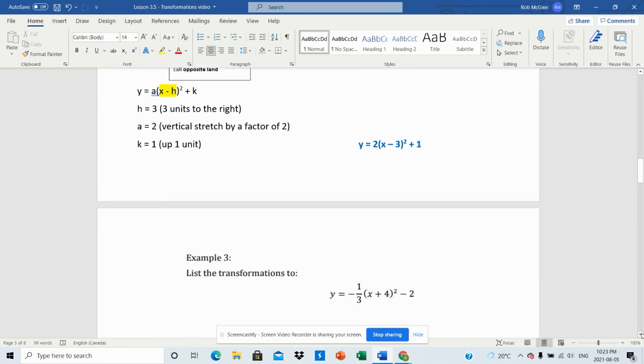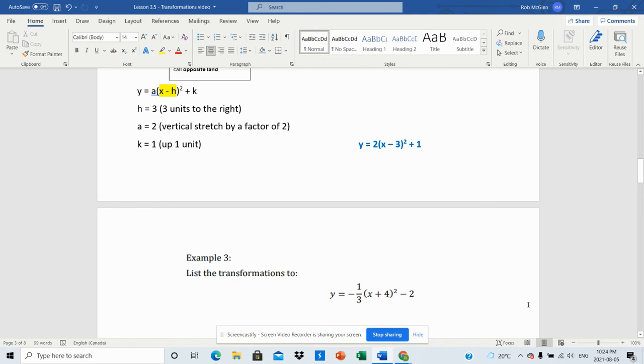We can do a little bit more here. We can look at an equation and we can list the transformations. So if we look here, we've got this wonderful formula, y equals negative 1/3 times x plus 4 squared minus 2. So you might want to pause the video and see if you can figure this one out first before going on. Remember, in brackets, opposite land. So that's my hint for you. H is actually going to be negative 4, not positive 4.